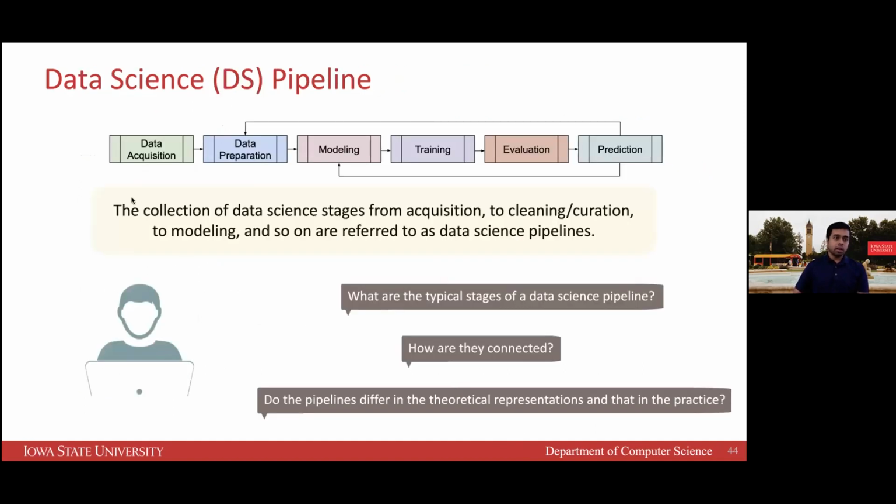This is how a simple data science pipeline would look. They have different stages, so basically the collection of stages from acquisition to cleaning or curation and then modeling and so on are called data science pipelines. And in this paper, we answered what the typical stages are and how they are connected, and whether the pipelines differ in theory and in practice.